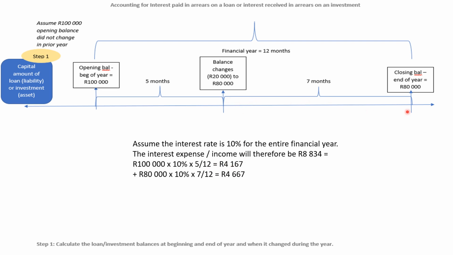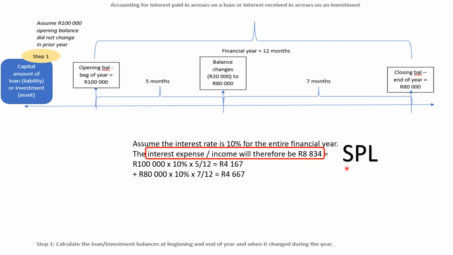100,000 times 10% for 5 over 12 months is 4,167. And then for the last 7 months, the balance became 80,000. So we work out interest: 80,000, 10% for 7 months. That gives us 4,667. So those two amounts added together is for 12 months. So the total interest for the whole year would be 8,834.